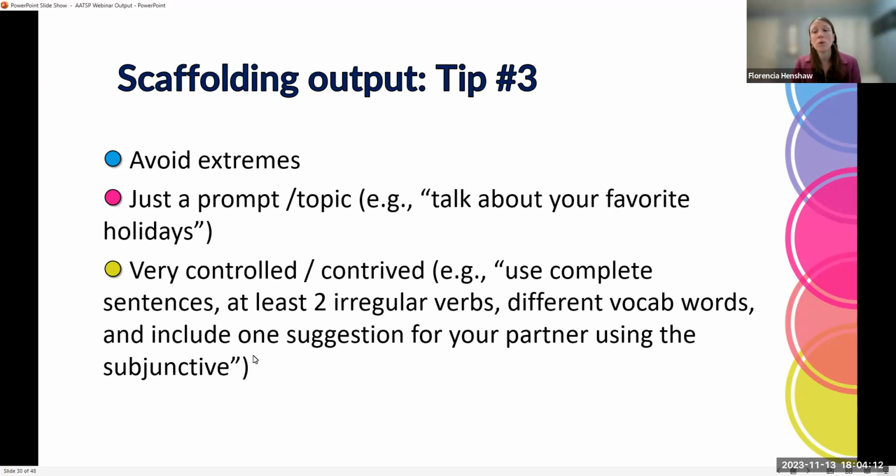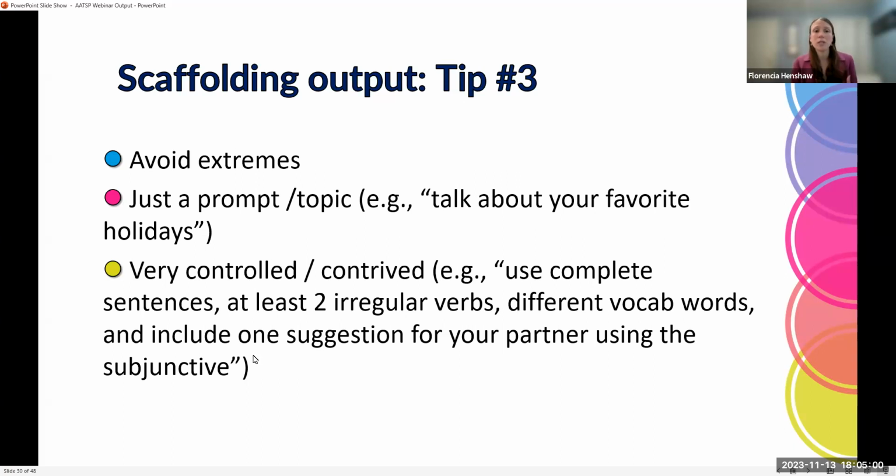And then the last tip would be to avoid extremes. Avoid giving them just a prompt or topic, such as talk about your favorite holidays, especially if you're talking about intermediate low and lower, right? Novice students. This is too overwhelming. They do not know where to begin other than to say my favorite holiday is, and then they may struggle to say, I don't know what else to say, right? And also because your expectations are not fully clear to the student, in terms of how much, what do you want me to talk about? For some students, it comes natural to develop a topic. For many students, it does not. So I think that we need to be careful in just giving a topic and then hoping that they read our minds and understand what we're expecting.